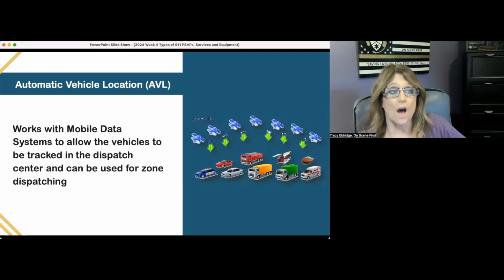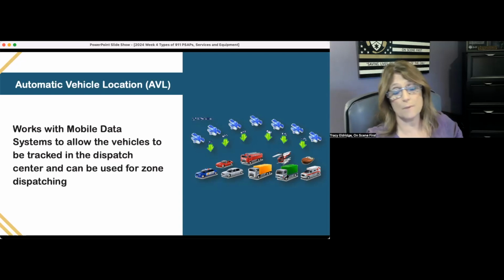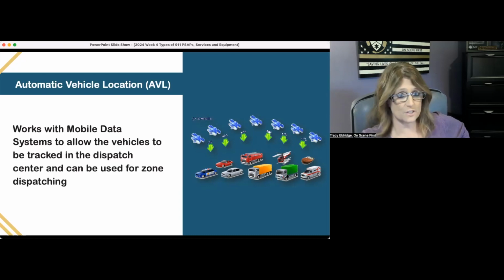AVL, automatic vehicle location, is another piece of equipment or tool in the center. It works with mobile data systems to allow the vehicles to be tracked in the dispatch center, and they can be used for zone dispatching, making sure we have the appropriate response, the closest response, the most timely response. I know that there are folks in the field that do not like it. They don't appreciate it, but I know those telecommunicators really do appreciate it. And it has been beneficial for both the responders and the folks on the other side of the radio. So just know that that's the definition of that.